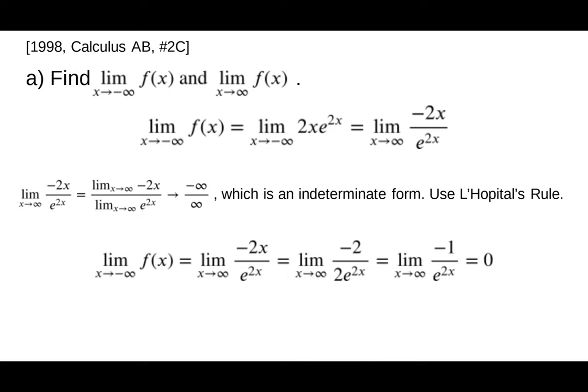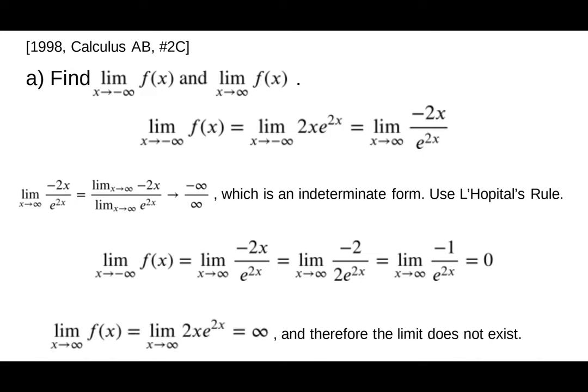All right, so the limit as x approaches negative infinity of f of x is the limit as x approaches positive infinity of negative 2x over e to the 2x, but if we apply L'Hopital's rule here, that limit is equal to the limit as x approaches infinity of negative 2 over 2e to the 2x, which is the same as the limit as x approaches infinity of negative 1 over e to the 2x, which is 0. So the limit as x approaches negative infinity of f of x is 0.